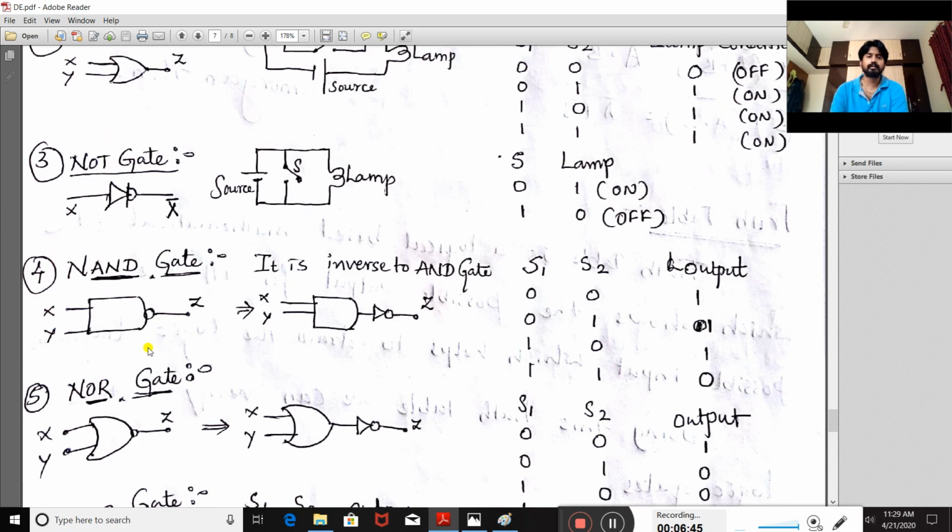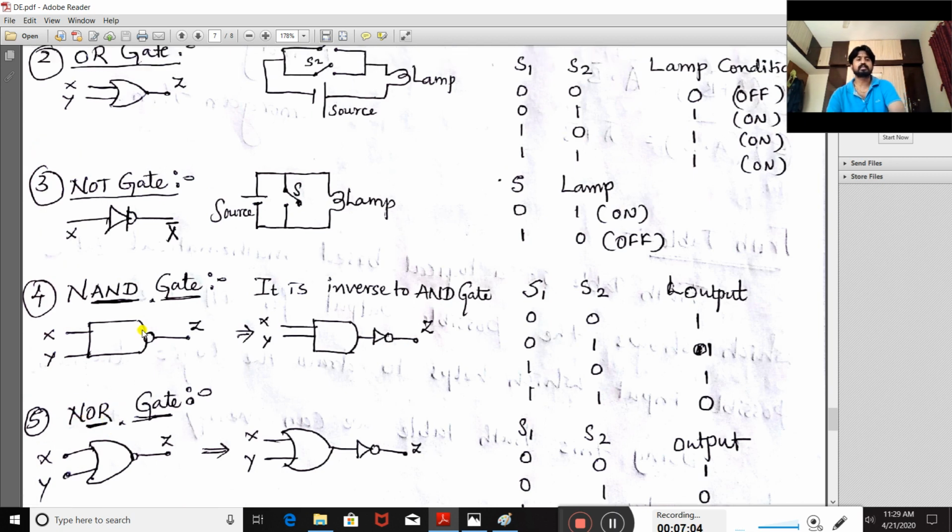Now similarly, you can use the NAND gate here. NAND means NOT plus AND. Basically it is AND, and along with that a NOT gate is there, so NAND. Similarly, NOR is basically OR along with NOT, so it is the NOR gate. Now let's see the NAND gate.